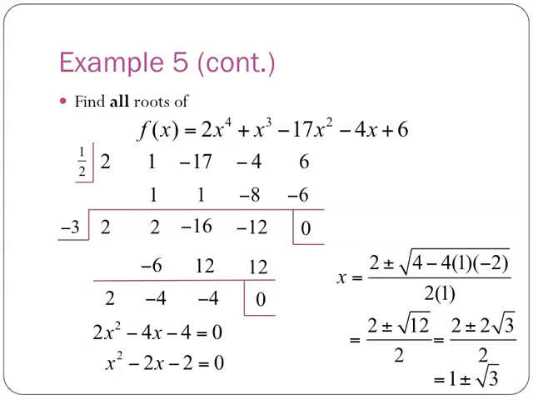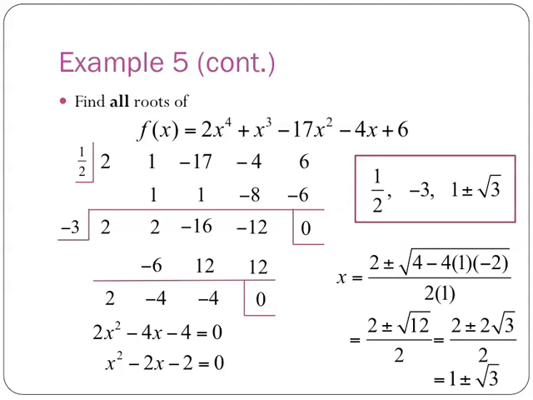So we actually found both of the remaining roots, right? 1 plus root 3 and 1 minus root 3. So all the roots are 1/2, negative 3. Those are the rational roots. And then the irrational roots are 1 plus root 3 and 1 minus root 3. And that's all 4 roots for this polynomial.